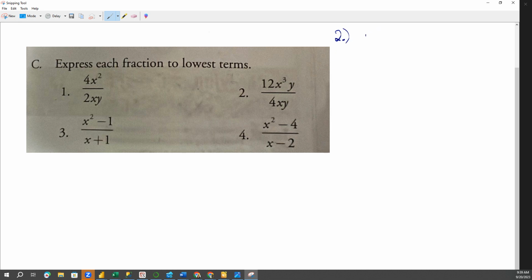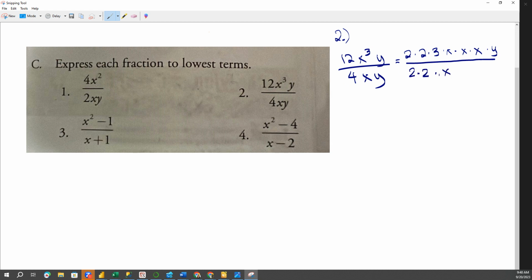So for number two, you have 12x cubed y over 4xy. There are so many ways to do this. So what about if we factor out the 12? That would be 2 times 2 times 3, right? That's 12. And then, of course, the x cubed is x times x times x, and then times y. So that's the fully factored numerator. And in the same way, in the denominator, the 4 is 2 times 2, and then times x, because there's only one x, times y. So this is the long way of doing this, but I want you to understand what that means.